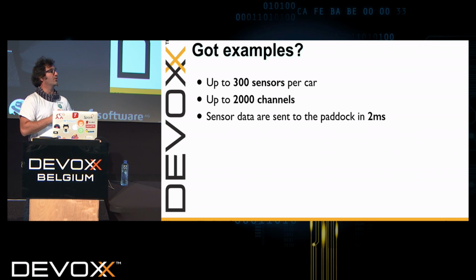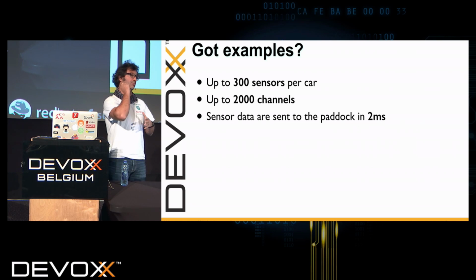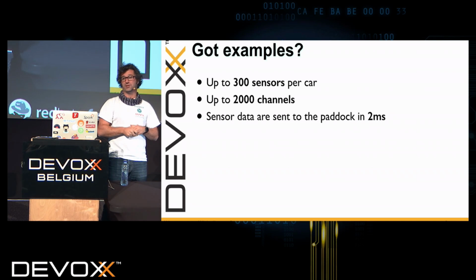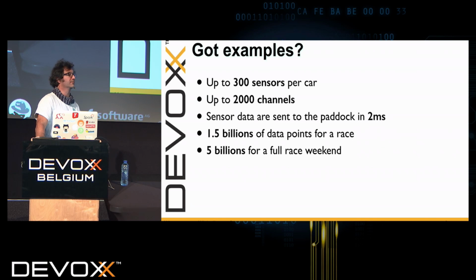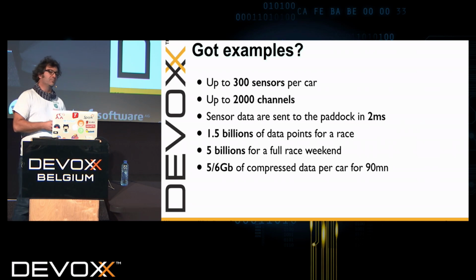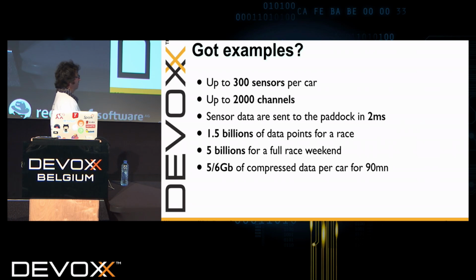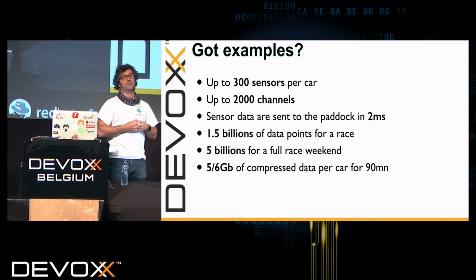On a specific network also, because on a racetrack, you can lose the connection. So it has to send the data to the paddock all the time, as fast as possible. And if you look at a car, it will be 1.5 billion data points that will be sent during a race, all the time. And 5 billion for a full race, for a specific car. For 90 minutes, this means it's around 5 to 6 gigabytes of data that is generated by one car.